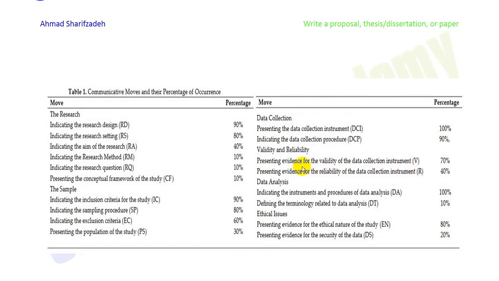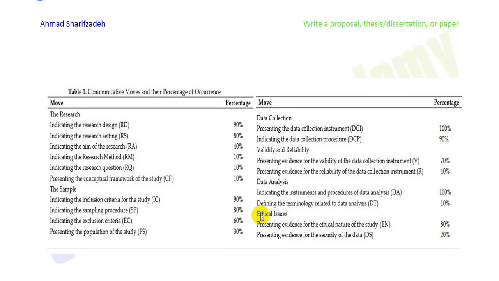For example, you have used a questionnaire, whether your questionnaire is valid and reliable or not. If yes, you have to tell the readers. If not, you don't use that questionnaire at all, because if it is not valid, if it is not reliable, we don't use such a questionnaire. Then we have another subsection, data analysis, indicating the instruments and procedures of data analysis. We talked about it. For example, we use software to analyze data. Defining the terminology related to data analysis, some 10% only here.